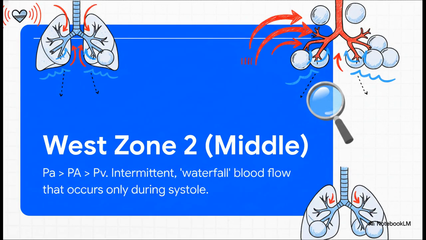Now things get a little more interesting as we move up to the middle, to zone 2. Here, the arterial pressure is still strong enough to push blood in, but the venous pressure has dropped off so much that it's now lower than the alveolar air pressure. So the alveoli can actually squeeze the end of the capillary. It's like someone is gently stepping on the end of a hose. The only time blood can get through is during systole, when the pulse of arterial pressure is strong enough to force the vessel open. It's not continuous, it's like a waterfall.